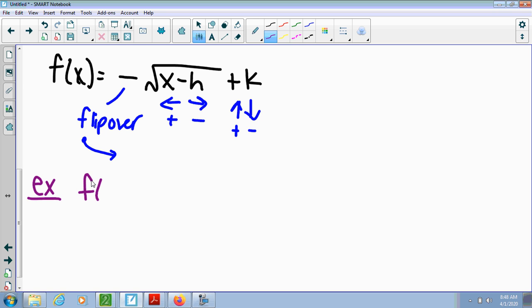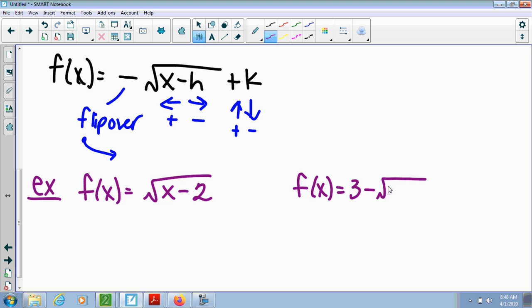Let's say f of x equals the square root of x minus 2. Then we'll go f of x is, let's say, I'll put a 3 in the front, 3 minus the square root of x plus 4, just in case you see one right there, so that you'll know what to do. Alright, so we'll start with our first one.